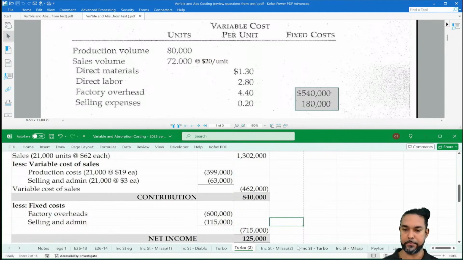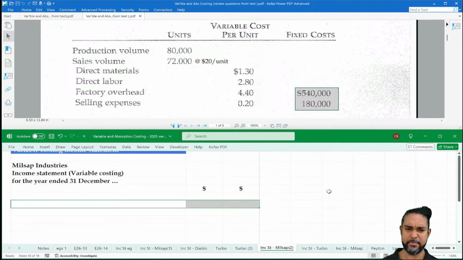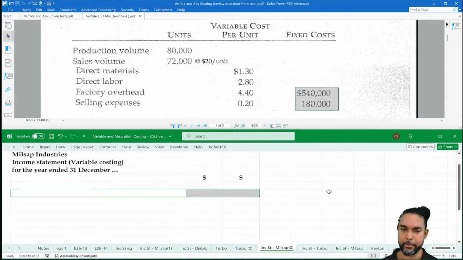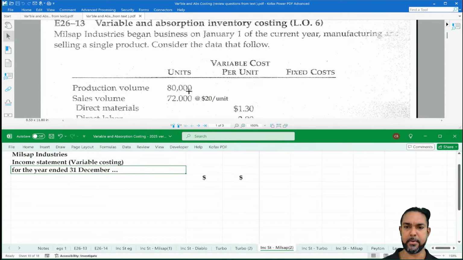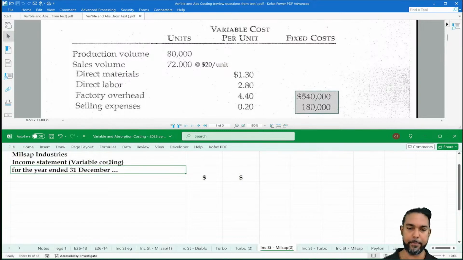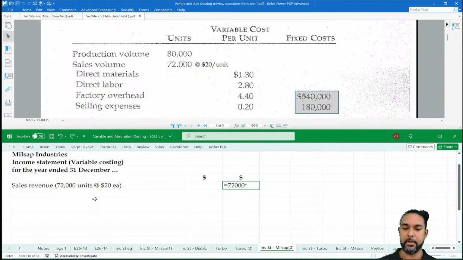All right, so let's go. I'm going to zoom out a little bit, about 150. Oh, that's good. So Milsap Industries. Income statement under variable costing for the year ended 31st December. They didn't give us a year, no problem. So we have the sales revenue, or just sales if you prefer. We sold 72,000 units at 20 each, so that's 72,000 by 20, less the variable cost of sales.